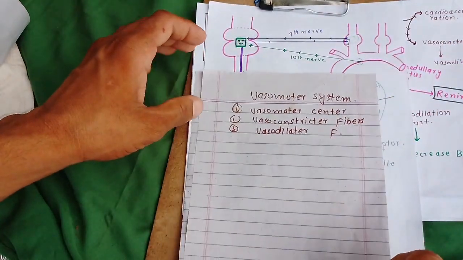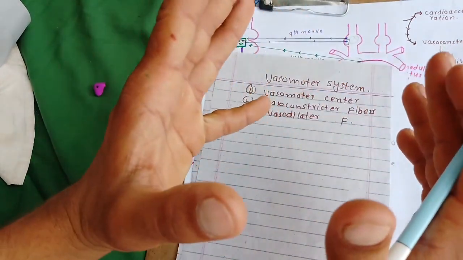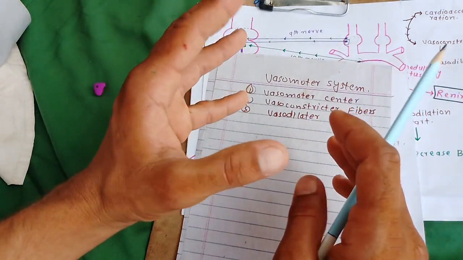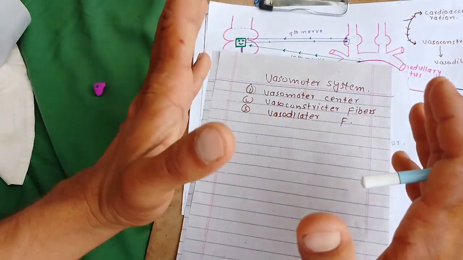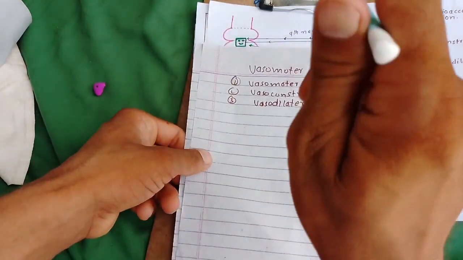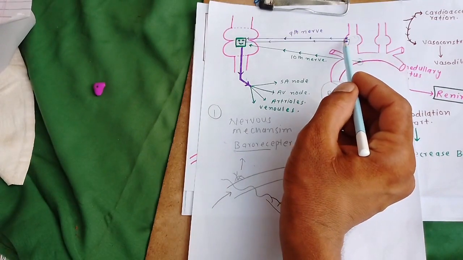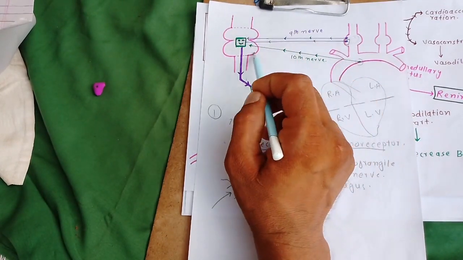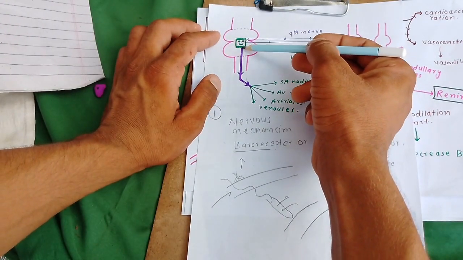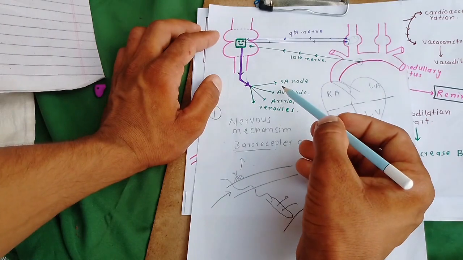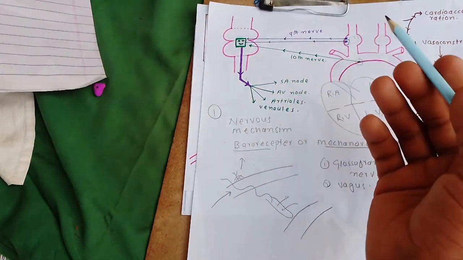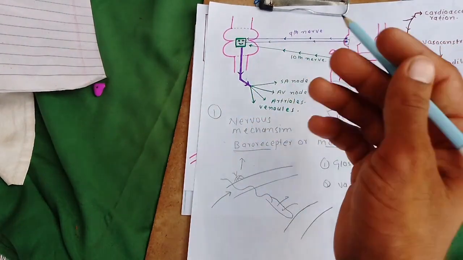The vasomotor center is here, and the vasoconstrictor and vasodilator fibers are distributed all over the blood vessels. So what is the vasomotor center? It is the center for the regulation of arterial blood pressure, located bilaterally in the medulla oblongata and the lower part of the pons. The message comes to the vasomotor center, then goes through the vasoconstrictor and vasodilator fibers to the blood vessels, the heart, the SA node, the AV node, the arterioles, the venules, the capillaries, and other parts of the body.